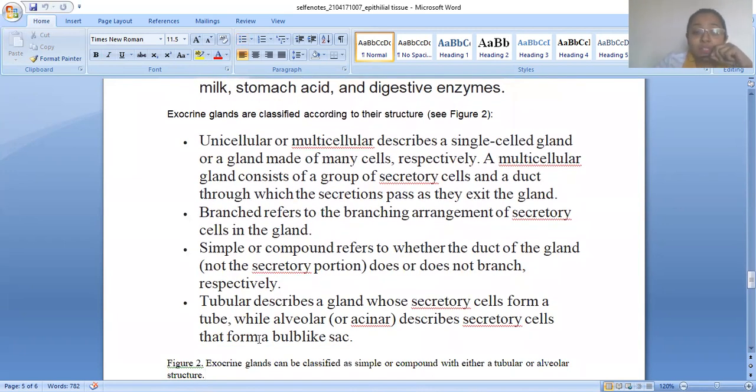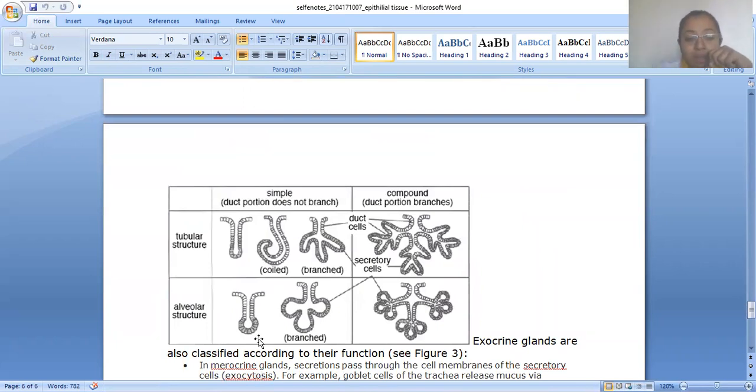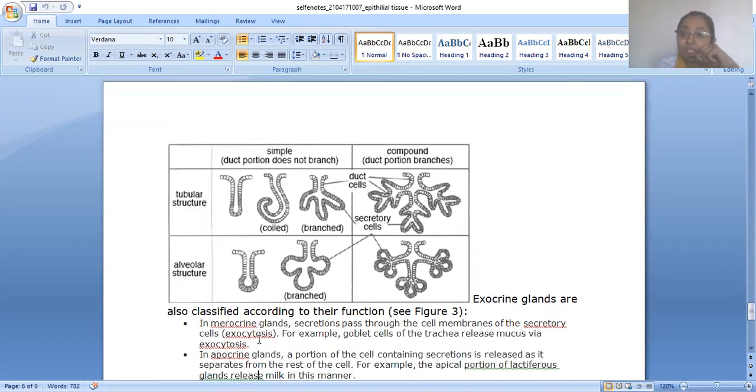Now the tubular ones: tubular describes a gland whose secretory cells form a tube, while alveolar describes secretory cells that form a bulb-like shape. Here we can see the tubular ones, the alveolar ones, the branched ones, the coiled ones. So simple and compound also have different kinds of structures, sac-like structure, tubule-like structure. So they are classified in many ways.